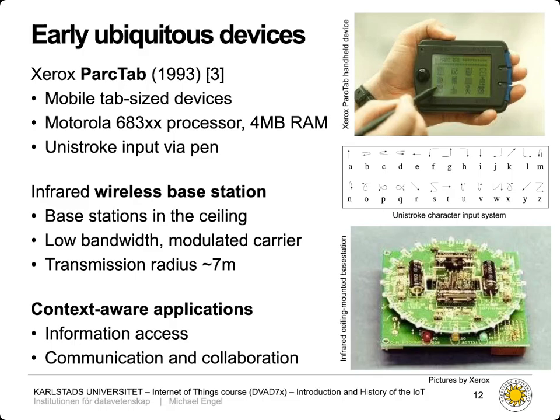Now these devices were still communicating using infrared. So on the lower right-hand side, you see a picture of the infrared base station. So again, in every room, you had a base station which was mounted at the ceiling. Now this was bidirectional, so the device could not only send information, it could also receive information like emails or messages. This, of course, because it was based on infrared, had a low bandwidth running on a modulated IR carrier, and the transmission radius was accordingly, because it was infrared, relatively small, so around 7 meters. So enough for an office room, but you needed one of these relatively complex devices in every room.